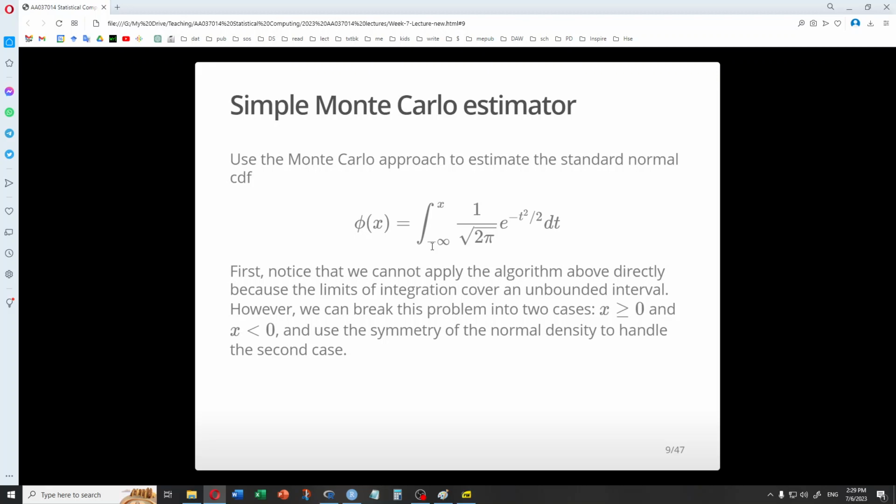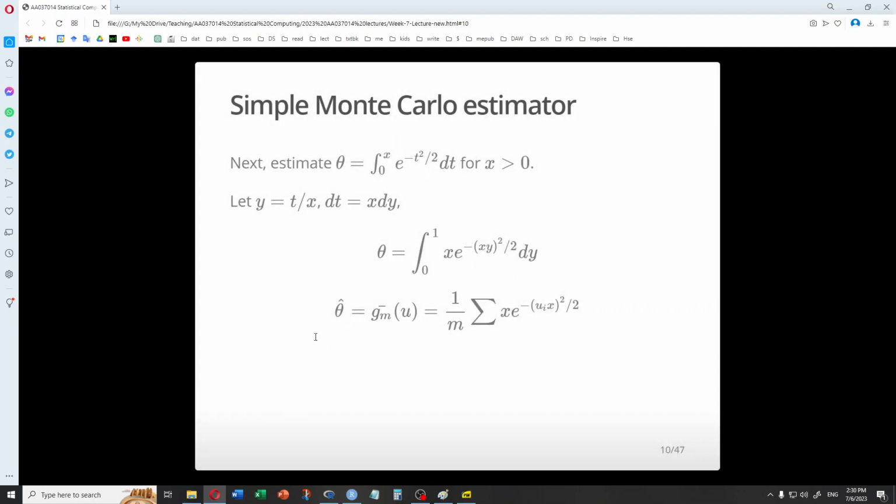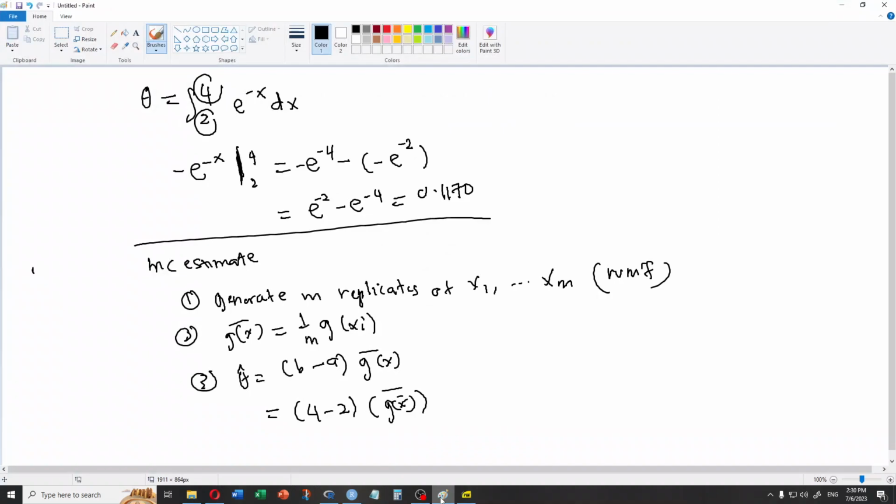So this is evaluated from negative infinity to a certain value of x. So the solution is, we can divide this problem into two cases. The first case is when x is larger than 0, and the other one is when x is less than 0. And because we know the symmetrical characteristics of a standard normal distribution, whatever we compute for x larger than 0, we can apply it for x less than 0, okay.